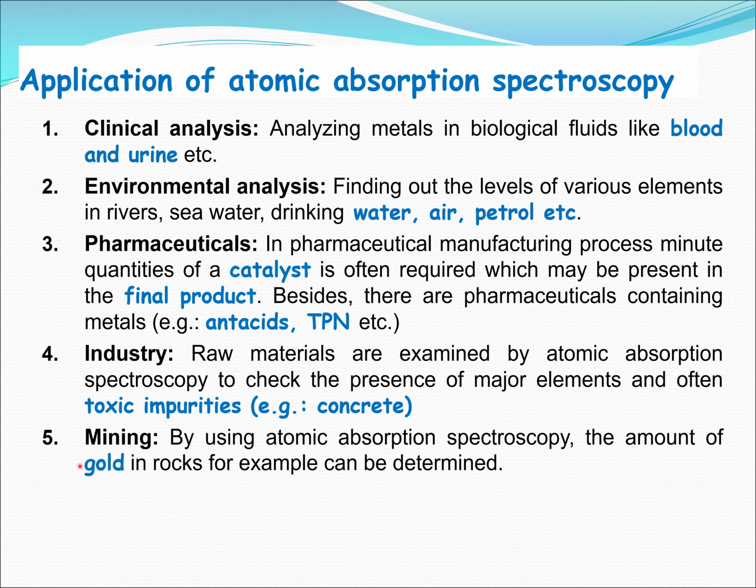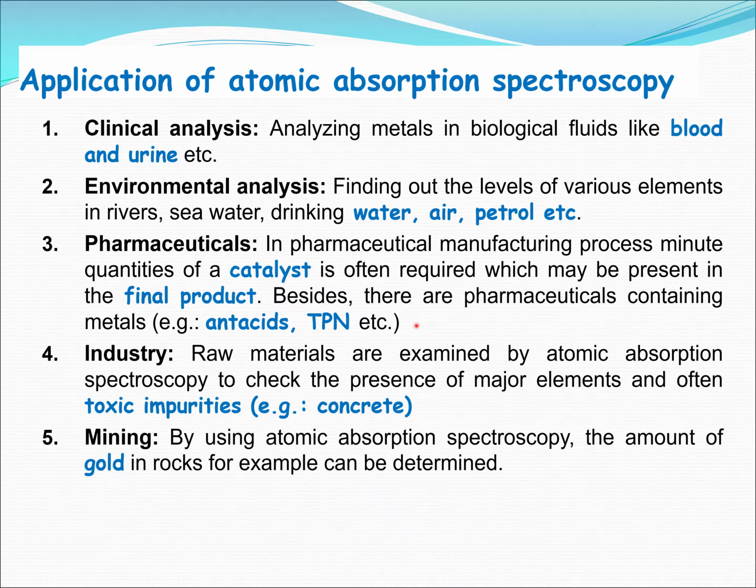Now let's see the application of atomic absorption spectroscopy. First of all, clinical analysis: analyzing metals in biological fluids like blood and urine. This is especially useful for metals, but one limitation of this spectrometry is that it cannot be used for non-metals. Then environmental analysis: finding out the level of various elements in river water, seawater, drinking water, air, petrol, etc.